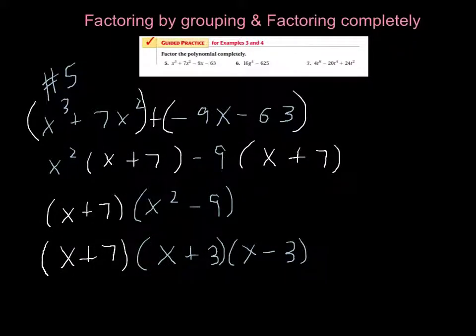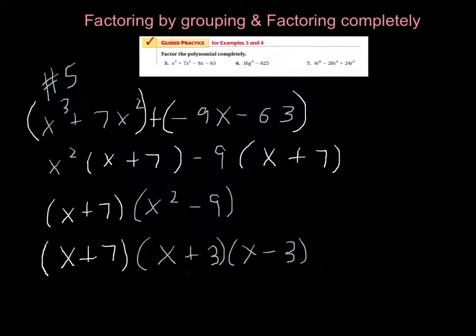We're going to be making a series of slides now to help you with factoring by grouping and factoring completely, which essentially just means keep factoring until you can't factor anymore. We're going to start with number 5, as listed here on the slide, x to the third plus 7x squared minus 9x minus 63. This problem right here.